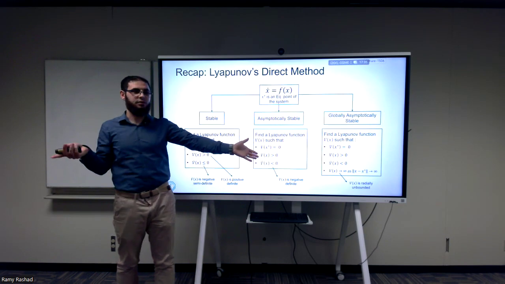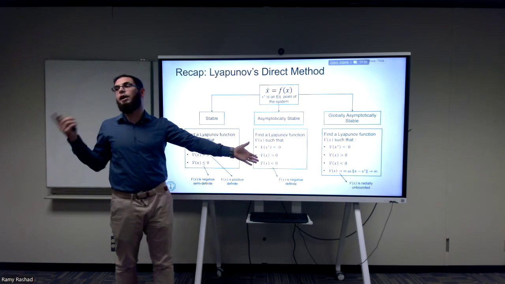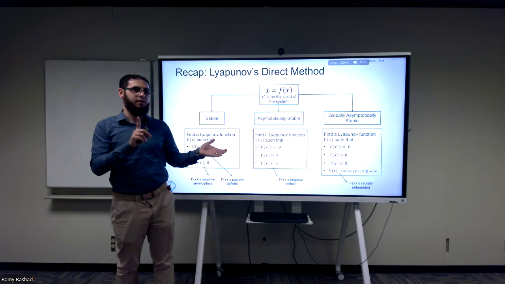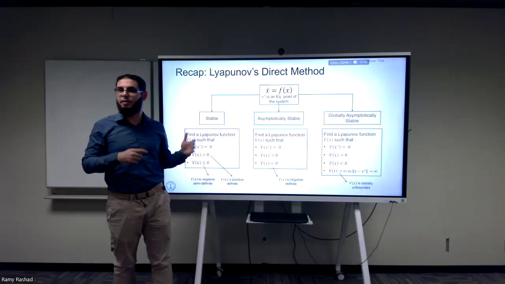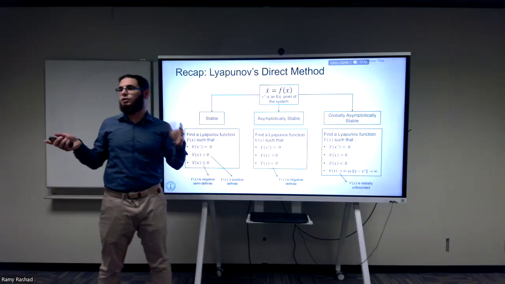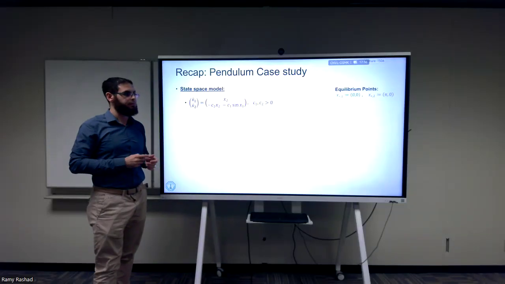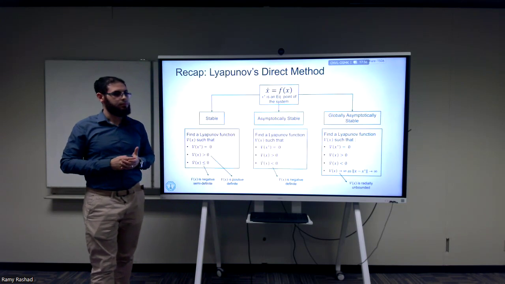It means try another function. Doesn't mean it's unstable. You cannot conclude anything if you don't satisfy this condition. It means that try another function. That's it. So the only way we can actually prove that it's unstable is to go by the indirect method.